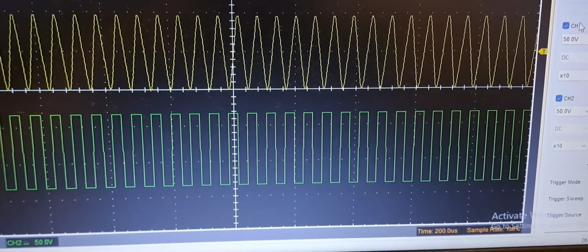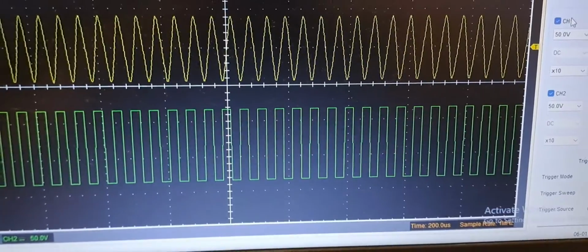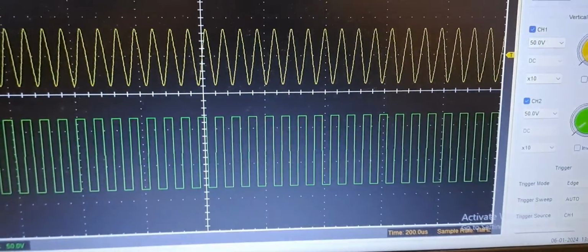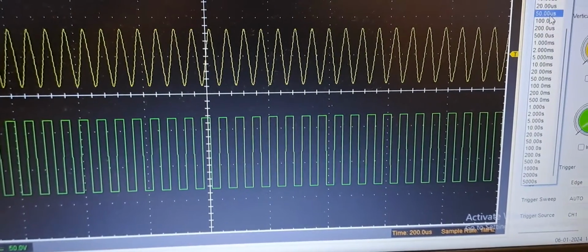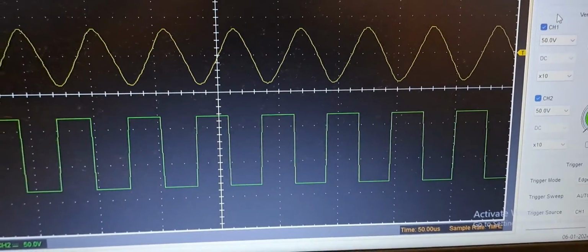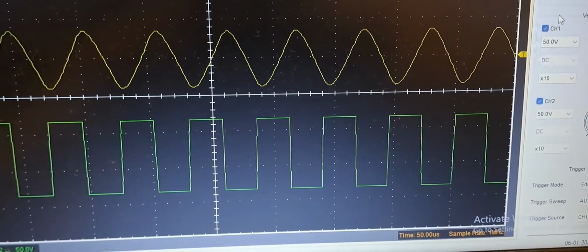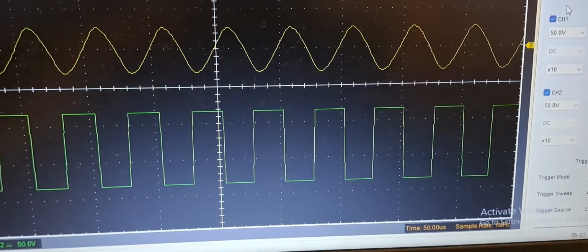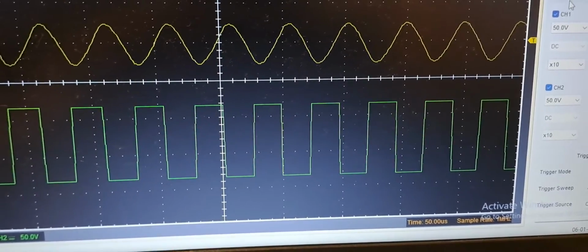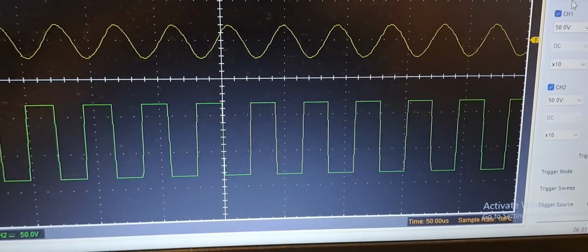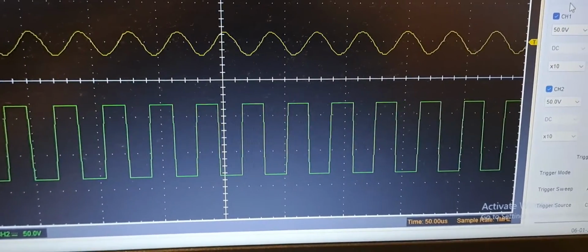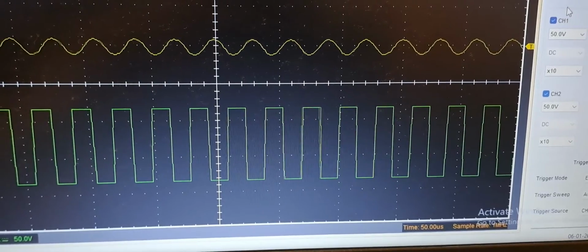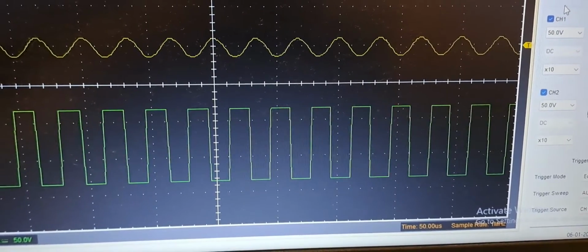If we increase the frequency further, it is tending to become a sine wave. Let us increase the time period further. Let us make it 500. You can see it has already become a sine wave. However, the signal is getting attenuated. The output is getting attenuated, but it is a sine wave. Like this, a square wave is turning into a sine wave.